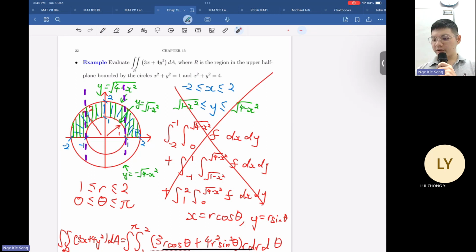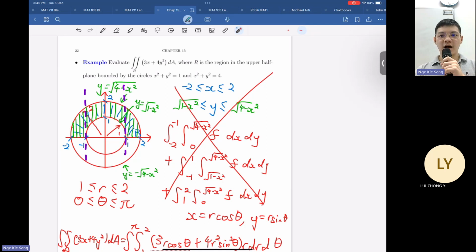Of course, you could imagine that you cut in the x direction, right? You can fix y first and then cut in the x direction. Okay, you could do that as well. All right.